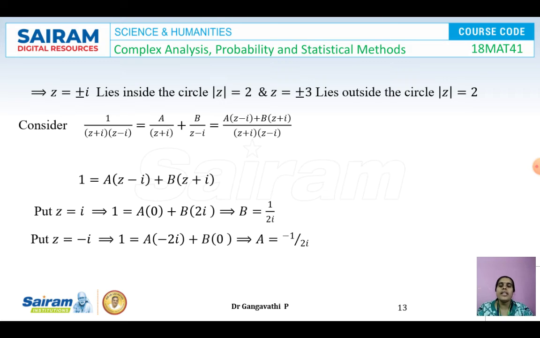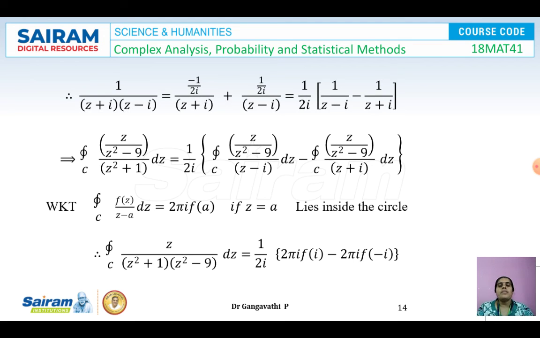As we have already discussed, one of the unknowns, either a or b, should become 0 by substituting a suitable value for z. So when I substitute z is equal to i, a becomes 0. We can get the value of b, which is 1 by 2i. Similarly, let us substitute z is equal to minus i, so that b becomes 0. We can get the value of a, which is minus 1 by 2i. So substituting that, we get minus 1 by 2i into (z plus i) and 1 by 2i into (z minus i). 1 by 2i is a common term. You can write down the remaining terms here.